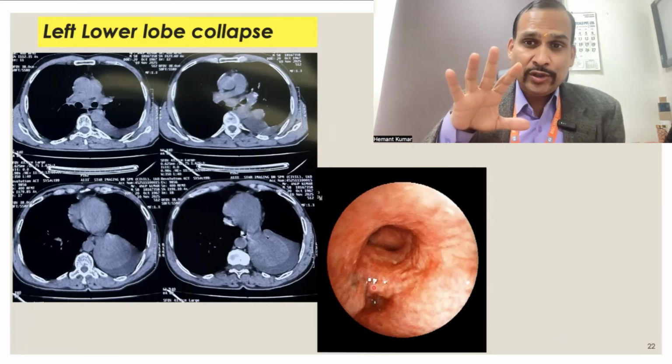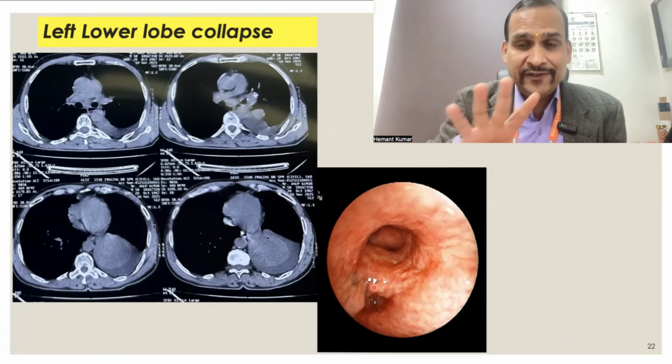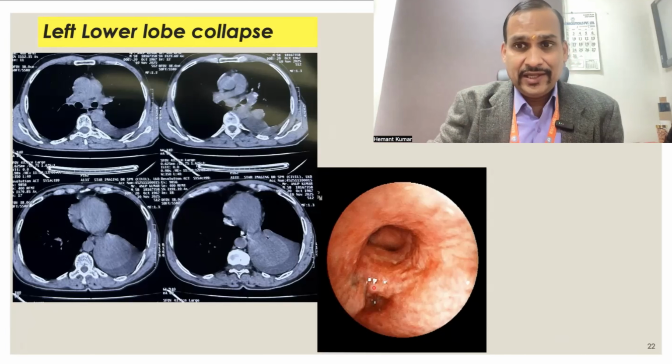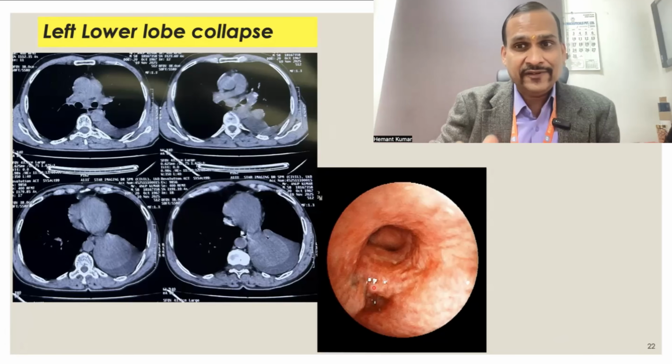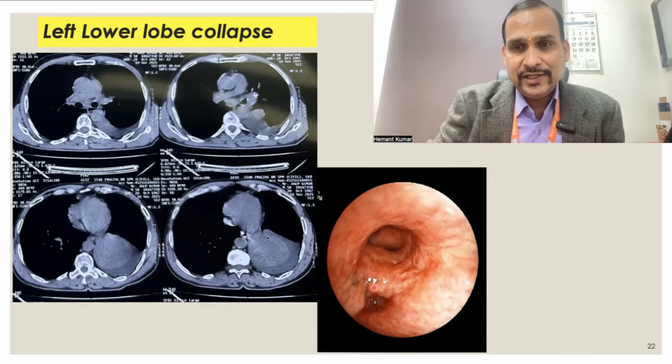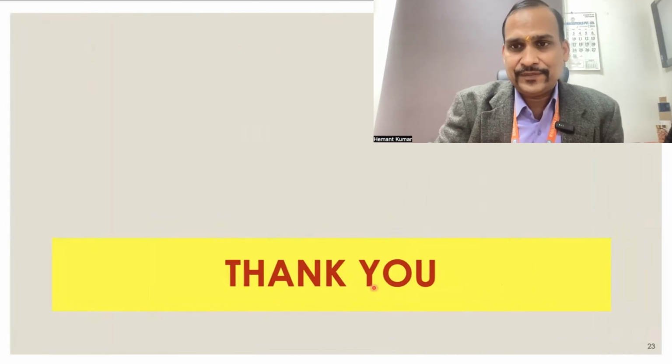So we should not miss any finding in the chest X-ray. If we see this X-ray clearly, we can suspect that this patient has something on the left side. So this is left lower lobe collapse due to malignancy. So with this, thank you very much.